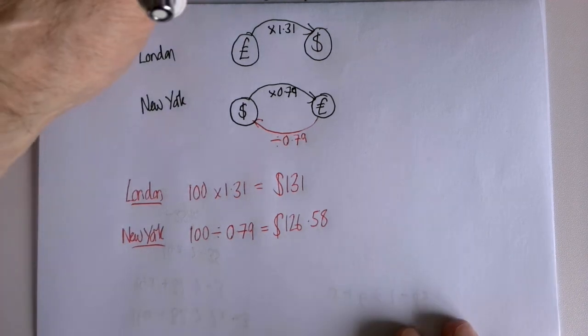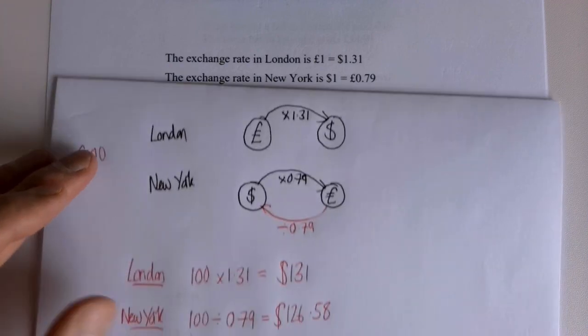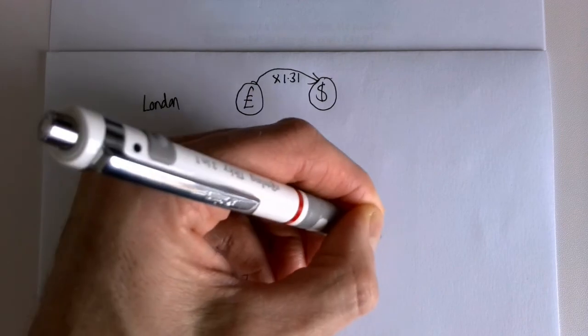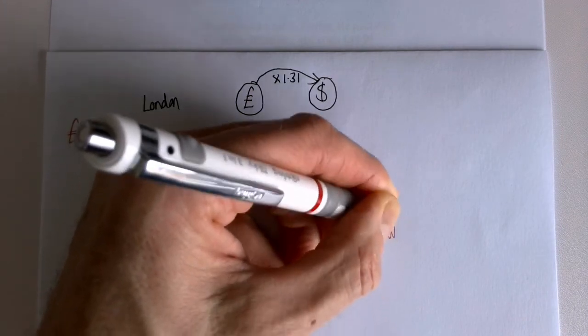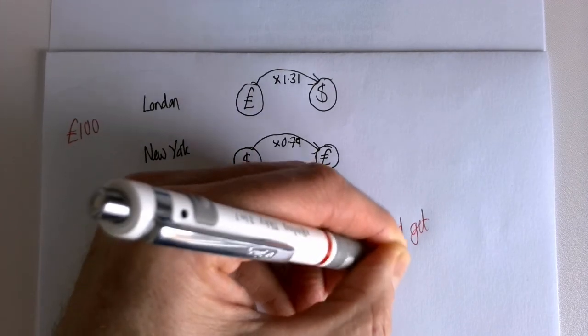So the question said, in which city would he get the most dollars? So he'd get the most dollars in London.